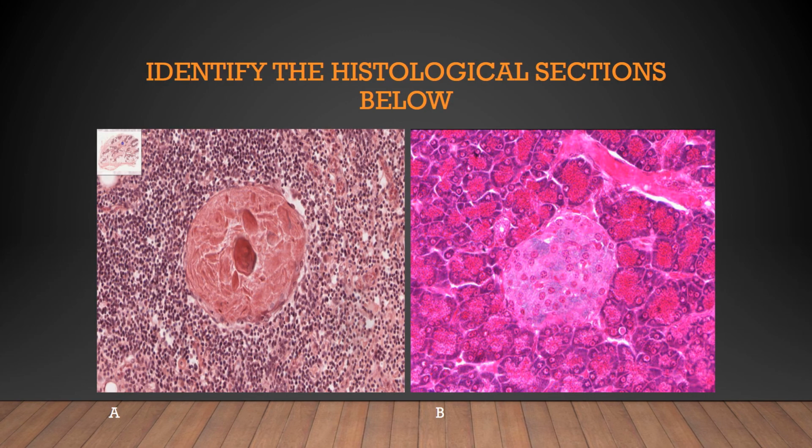So the slide labeled A is that of Hassall's corpuscles in the thymus, and the slide labeled B is that of the islets of Langerhans in the pancreas. So you may know the difference between the two, and you should not confuse them.